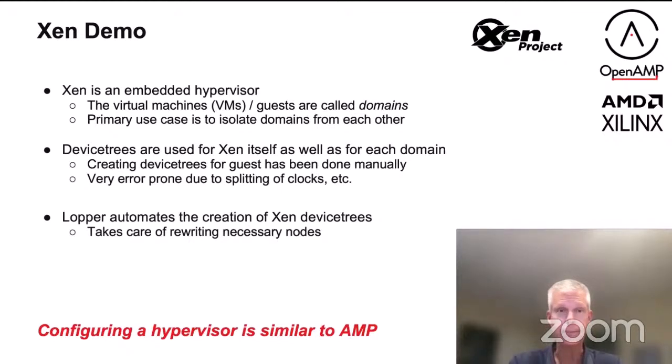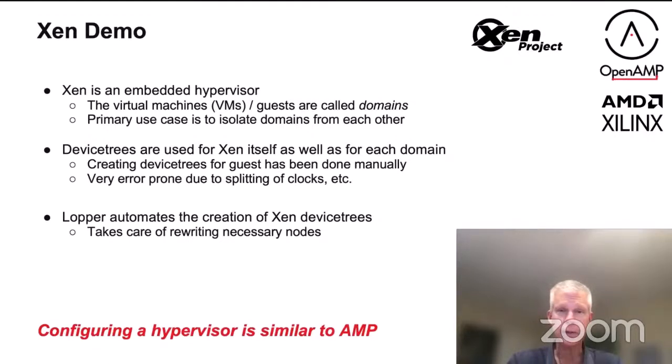The embedded hypervisors like Xen, the use case there is very similar to AMP, and it's more about isolating different areas from each other. And that's why we have made sure that device trees look the same and act the same for both hypervisor guests as regular domains that you might run on a separate CPU, separate cluster.